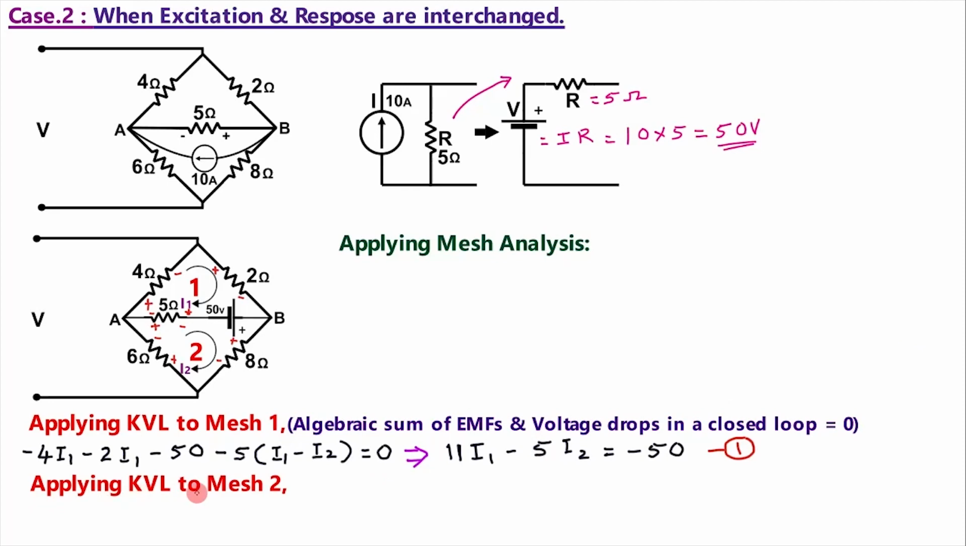Next, when applying KVL to this mesh 2, here in 6 ohm voltage drop is there, minus 6 into I2. Then in 5 ohm, I2 is in this direction while I1 is in the opposite direction, so the total current is the difference. As it is resistance, voltage drop is there, minus 5 into, as we are in mesh 2, I2 is to be written first, minus I1. Then in this 50 volt voltage source, it is rise in potential, negative to positive, so plus 50. Then voltage drop in this 8 ohm is minus 8 into I2 is equal to 0.